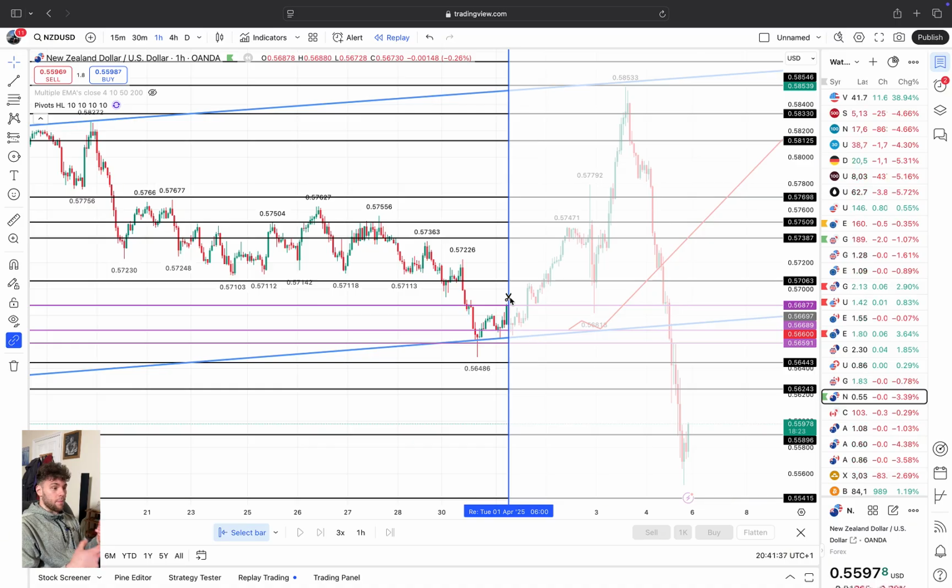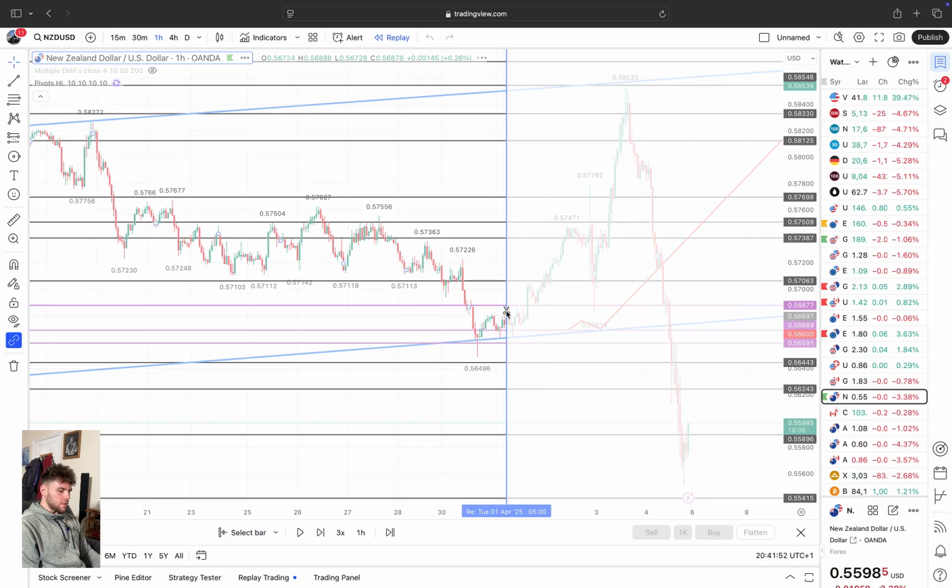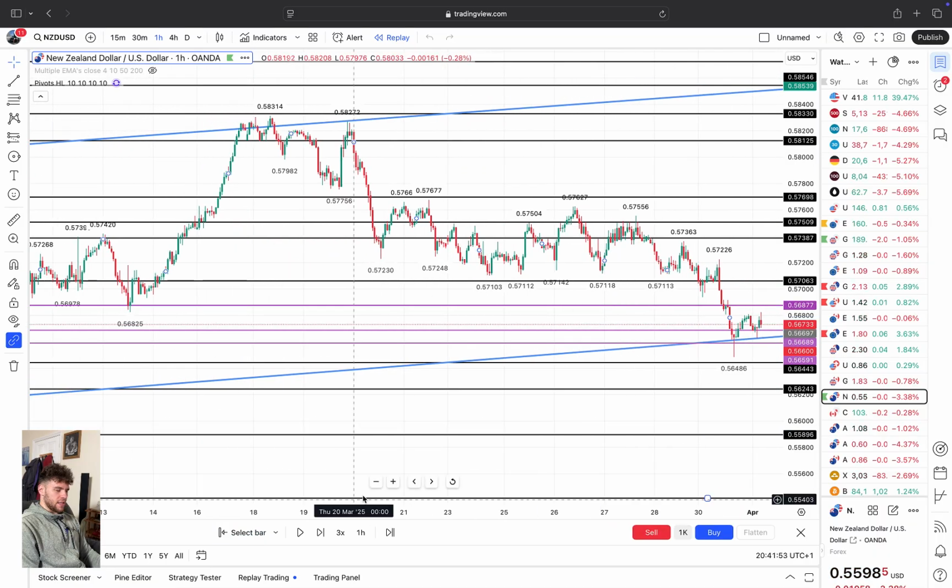Obviously, marking this up, because we can't see the future, right? We put confirmations in place so we can be as confident with our trades as possible. So let's move it to around 5 a.m. As you guys can see, this is what my setup would have looked like.